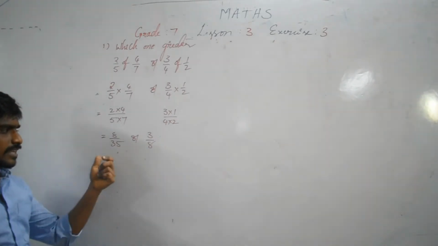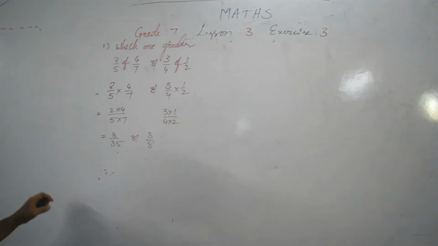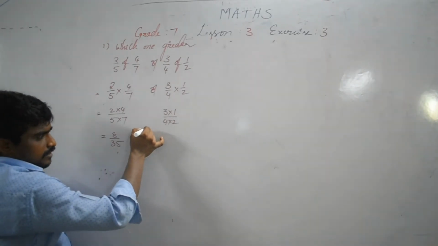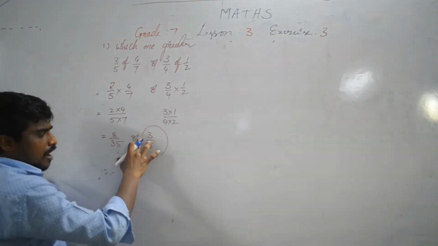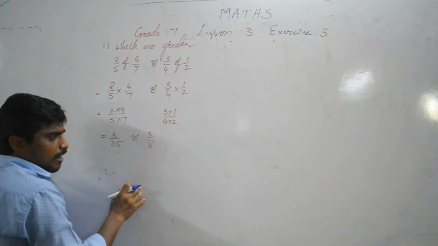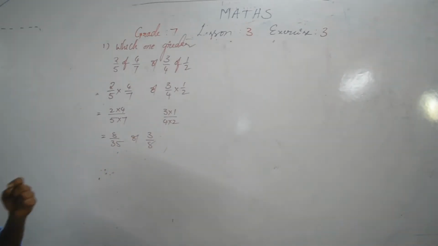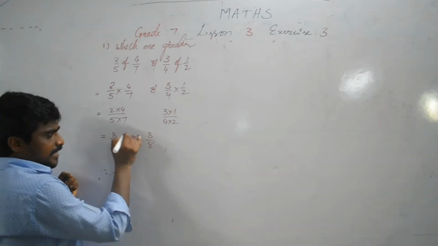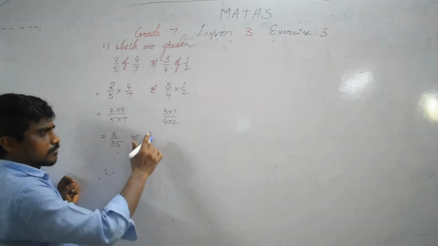So which one is the bigger fraction? This is a large fraction. How do we say? You convert the denominators to be equal, and then whichever numerator is larger, that is the larger fraction. So 8 8s are 64, 35 3s are 105.